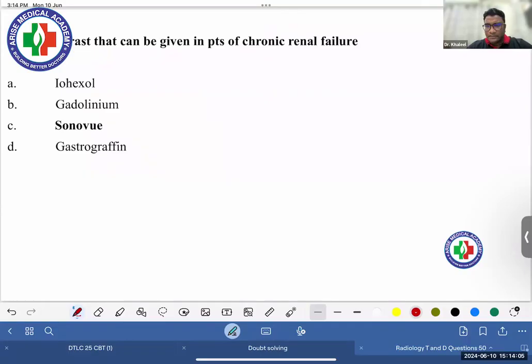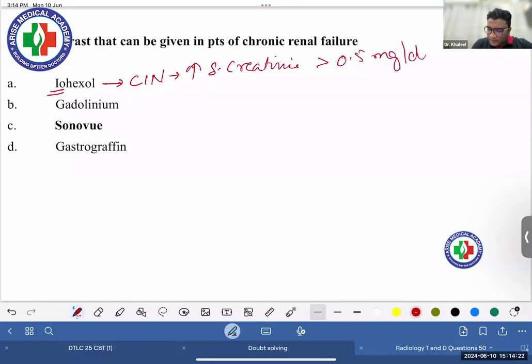Contrast agent that can be given in chronic renal failure. Now, remember, iohexol is an iodinated contrast and has a risk of contrast-induced nephropathy, right? Contrast-induced nephropathy is an increase in serum creatinine by more than 0.5 milligram per deciliter or more than 25% from baseline. Gadolinium is known to produce NSF, nephrogenic systemic fibrosis. What is CIN? Contrast-induced nephropathy. What is NSF? Nephrogenic systemic fibrosis.